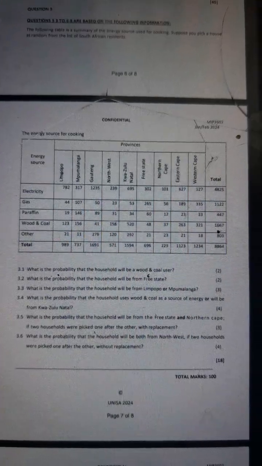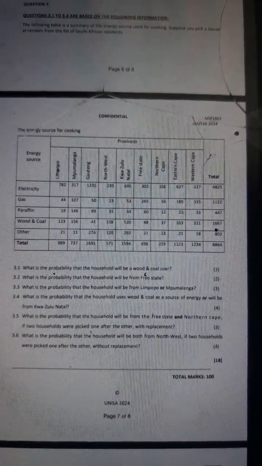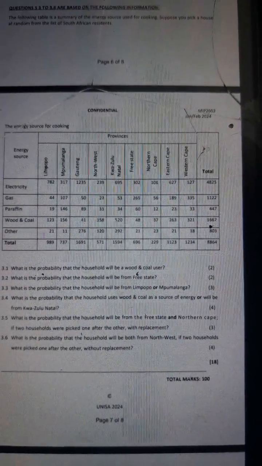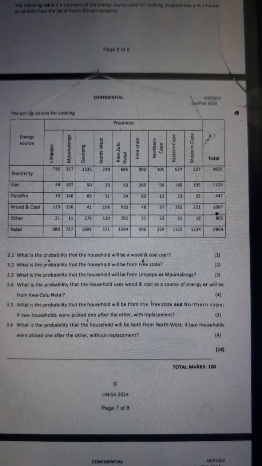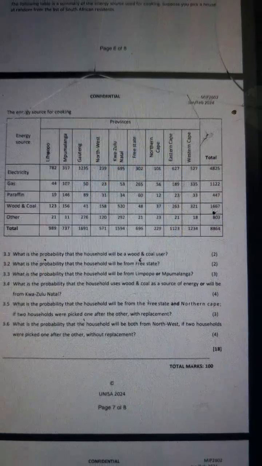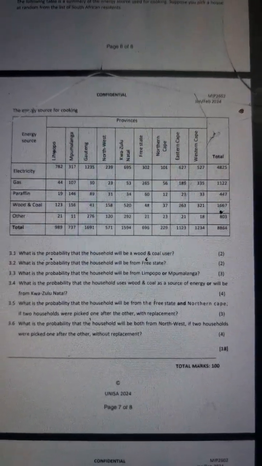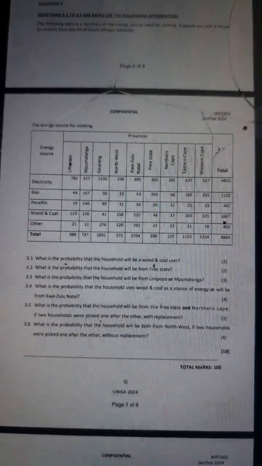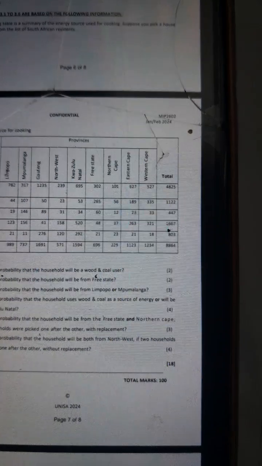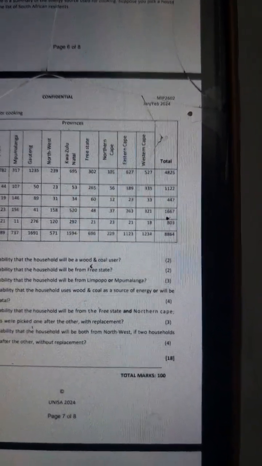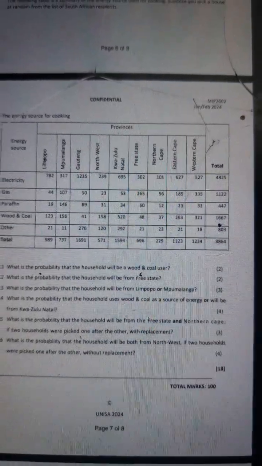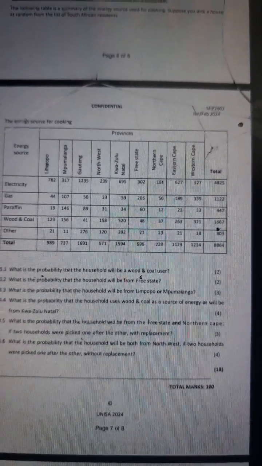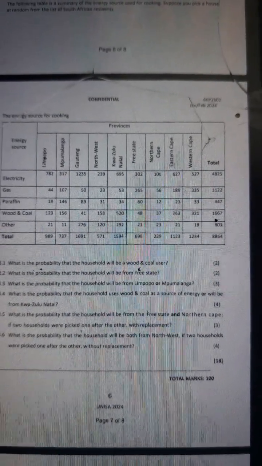At 3.4, guys, they said, what is the probability that the household uses coal as a source of energy or will be from KwaZulu-Natal? Well, guys, the household uses wood and coal as a source of energy, and is or will be from KwaZulu-Natal. So if we go to coal and wood, we know that the total for this is 1667, right? So you will write that household coal and wood will be 1667. Then let's look at KZN. For KZN, the total will be 1594. Then we are not done. If they use coal, we also have wood and coal in KZN.